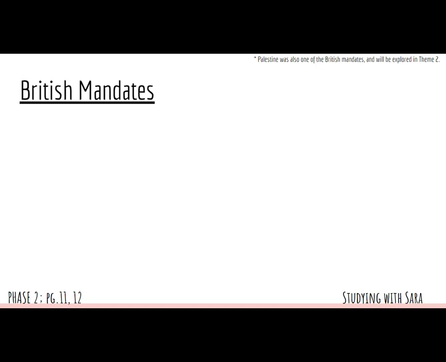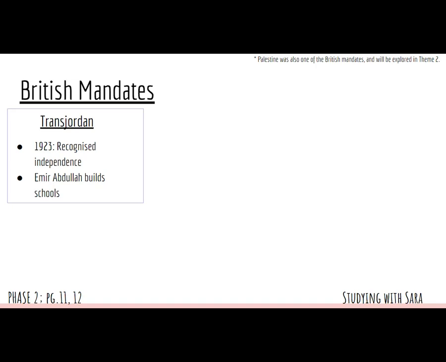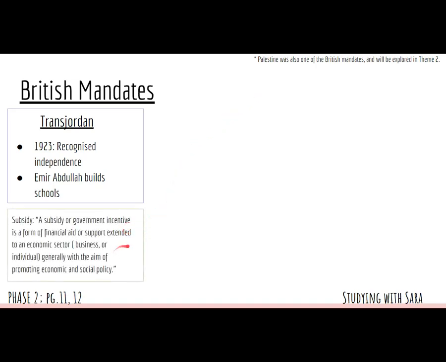Britain also had three mandates: Transjordan, Iraq, and Palestine, though, as you can see here, Palestine will be analysed in deeper detail in my next video, which will cover theme 2. In Transjordan, they received their independence in 1923. Transjordan was essentially handed over to Emir Abdullah, who then went on to building roads and schools with subsidies from Britain. As you can see here, a subsidy is essentially just a way for a country to give another country money. In this case, Britain aided Transjordan to expand by providing them money.